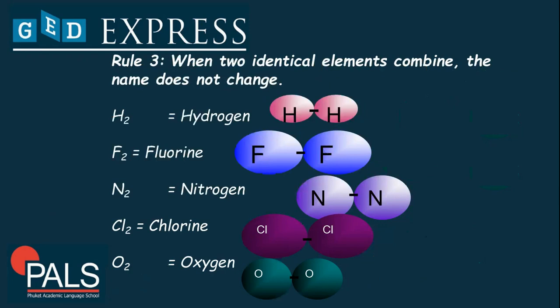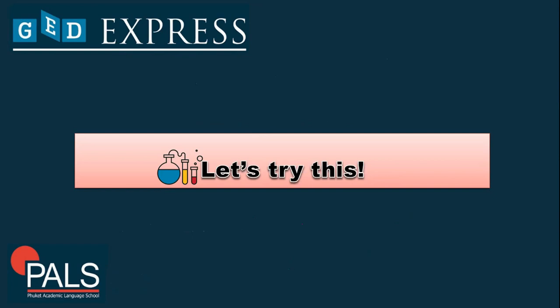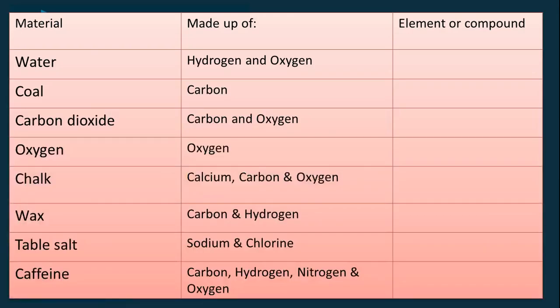Now, for rule number 3, when two identical elements combine, the name does not change. Like when you see hydrogen, fluorine, nitrogen, and chlorine, including oxygen, because they are diatomic molecules, that means they always come in pairs.